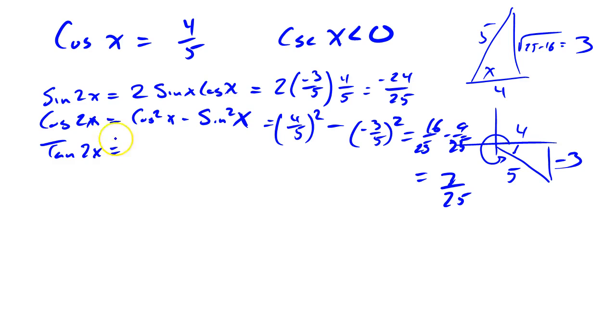And the tangent, well, if I've got sine and cosine, then the tangent is just the quotient. So I've got -24/25 divided by 7/25 for a grand total of -24/7.